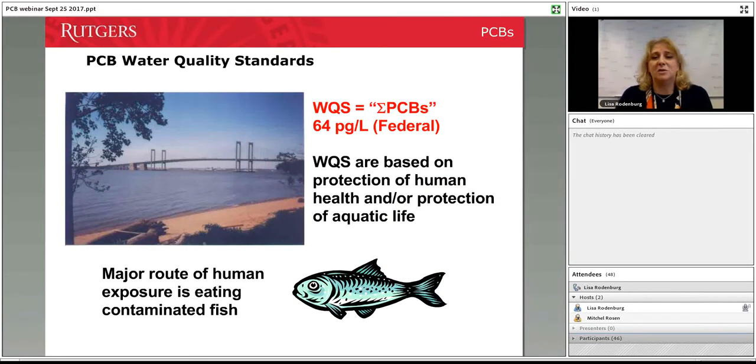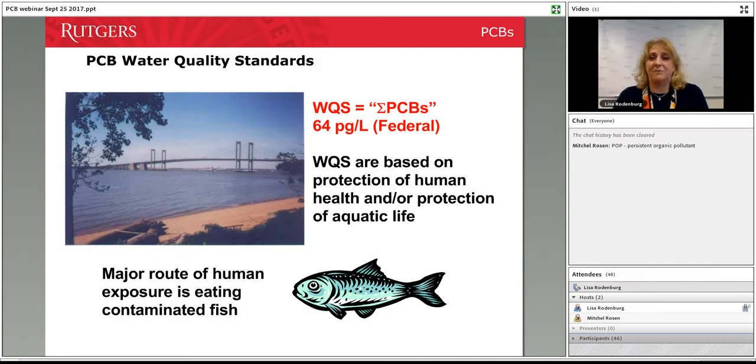So in the United States, we have federal water quality standards established for protection of human health and the environment. And the federal water quality standard for PCBs is 64 picograms per liter. Now, states are allowed to set their own water quality standards. And if they can prove that, for example, the people who live in that watershed just don't eat very much fish, then they can set a higher water quality standard than that. That, for example, is what happened in the Houston Ship Canal area. They have a water quality standard of 885 picograms per liter.